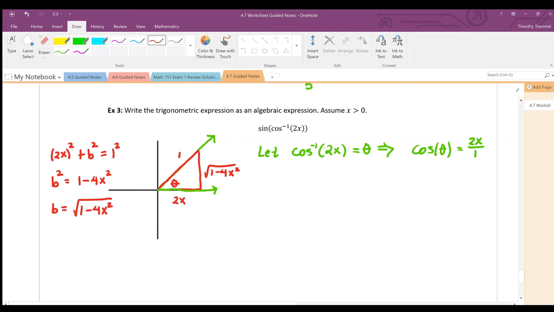All right, and now we have enough to finish this. So we know sine of cosine inverse of 2x, we define to be sine of theta. And since we're a first quadrant angle, we know that sine of theta should be positive. And sine of theta is opposite over hypotenuse, so we're going to have the square root of 1 minus 4x squared all over 1. Okay. And that is it. It's just the square root of 1 minus 4x squared.